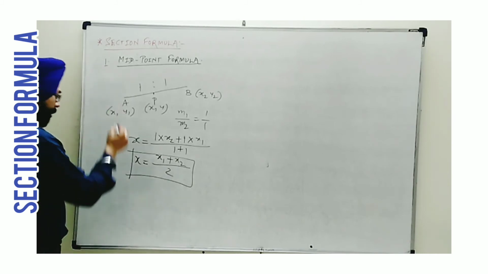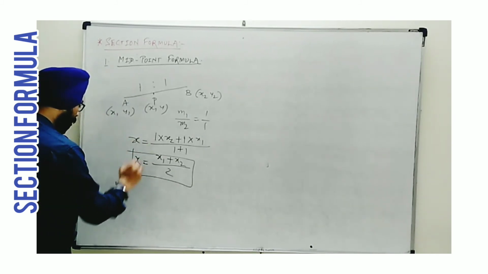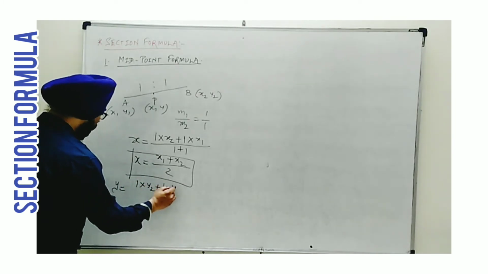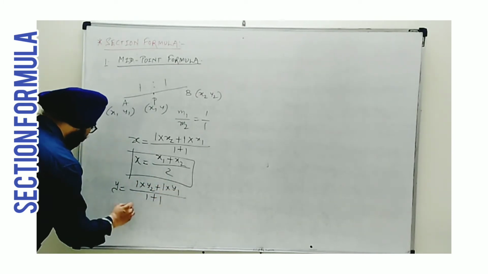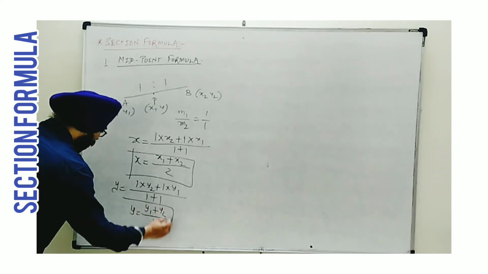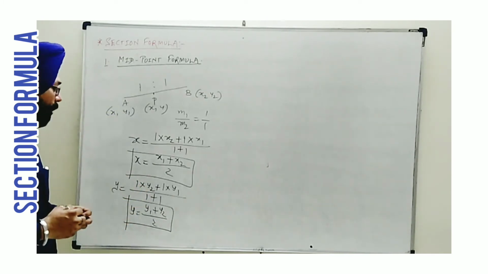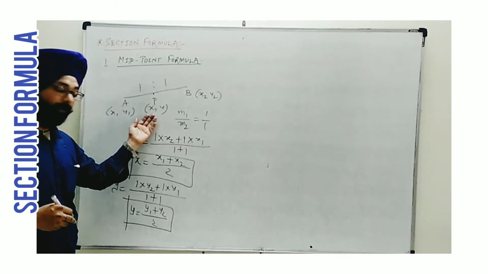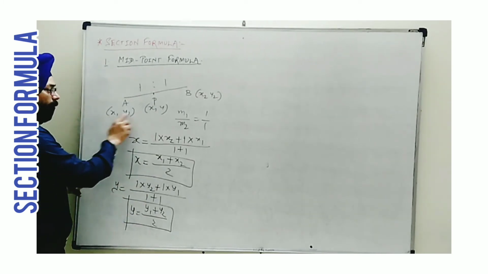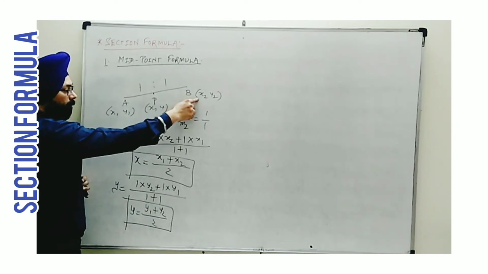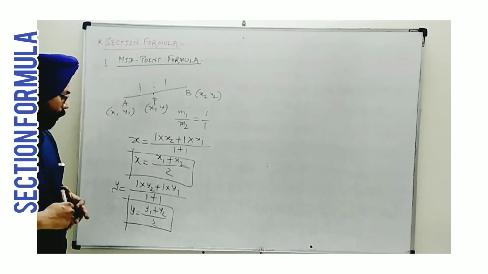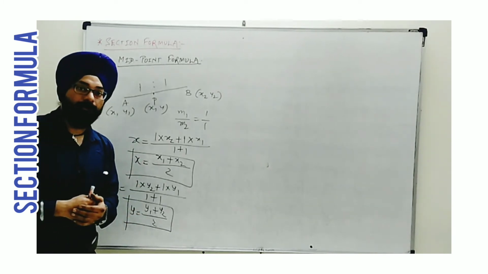Next, if I take y, also this will be 1 into y2 plus 1 into y1 upon 1 plus 1, and the same thing we get: y is equal to (y1 plus y2) upon 2. It makes it more convenient to apply. Whatever we are given in the midpoint formula, no need to take m1 m2, simply they are 1. So that's why we can find the abscissa by the addition of these two abscissae and dividing the sum by 2, and the same we can do for the ordinate y. So this way it's known as the midpoint formula.